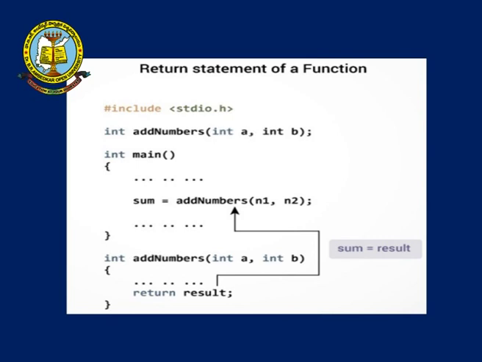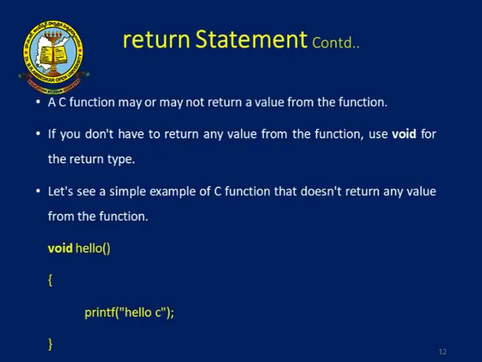When this statement is being executed, the value that the result variable has will be sent back to the function calling statement. After that, the value will be assigned to the variable sum. Depending on your requirement, what you want to do with that result, you can develop your logic in the main function accordingly. And sometimes some functions may not return a value, as we covered. When the function doesn't return any value, you must specify the return type of the function as void. See the screen, void hello. The meaning of this statement is this function doesn't return any value.